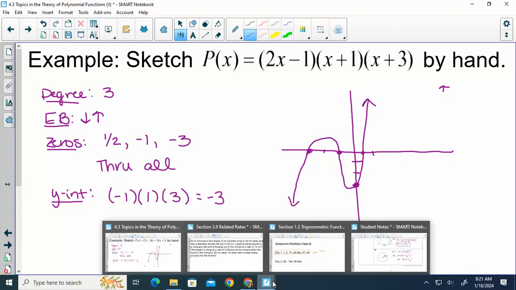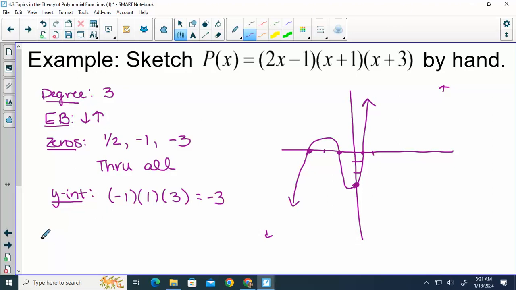So is this graph perfect? Absolutely not. Is it close? Yes. We have the correct points on the x and y axes, we have the correct ends. What I don't know is like the height, how steep or how high those curves go. We could get a better idea just by plugging in some more numbers, but this is all that I have to have for you.